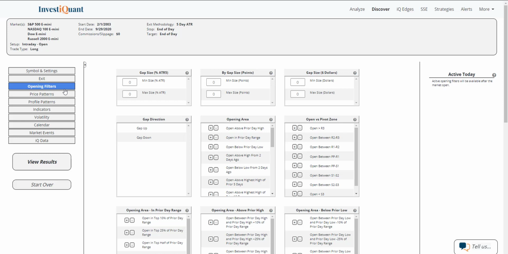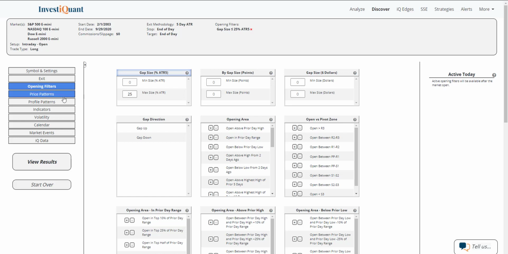Eastern Time. So instead of using a gap direction and gap location, I'm going to use the gap size as a percent of the 5-day ATR. And I'm going to say that the open is within 25% of the 5-day ATR. And just for reference, the 5-day ATR in the S&P right now is 71 points. So 25% of that is around 18 points or so. So this would be a gap in either direction of less than 18 points in the S&P.